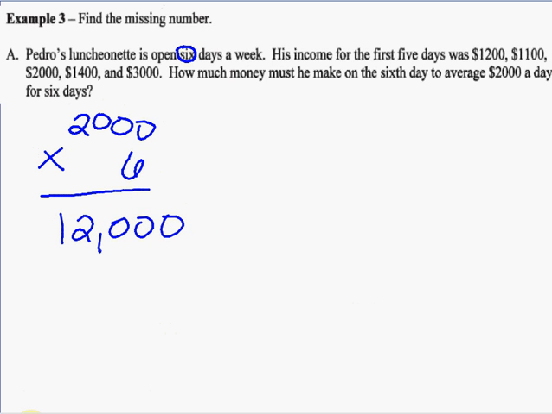So this is how much he makes, and this is how we're always going to start off a problem like this, is figuring out how much total you need, in this case, how much total money you need in order to average whatever you're looking for, in this case $2,000 a day. So $2,000 a day for 6 days is $12,000 total dollars that this guy needs to make. Now the second thing we're going to do is figure out how much money he has already made.